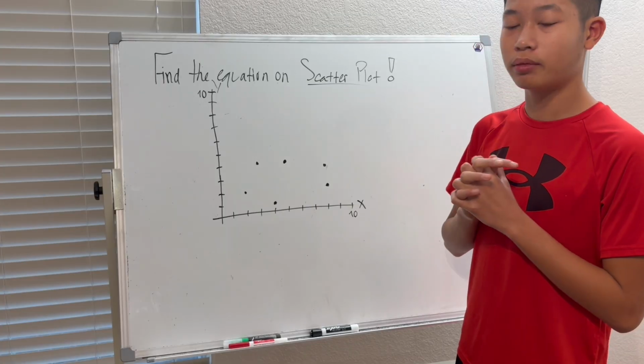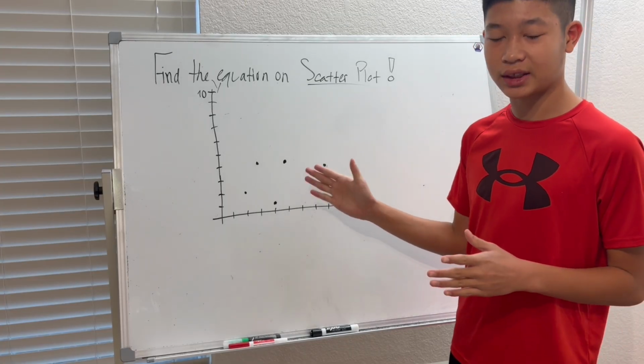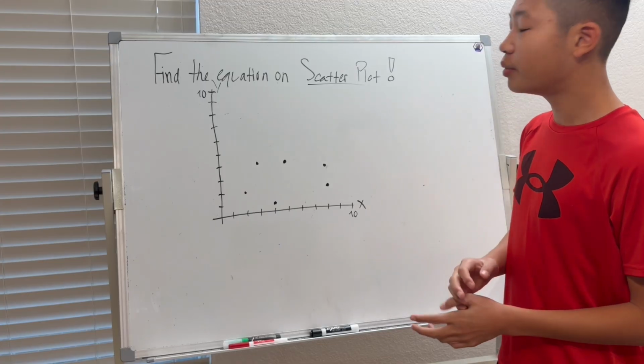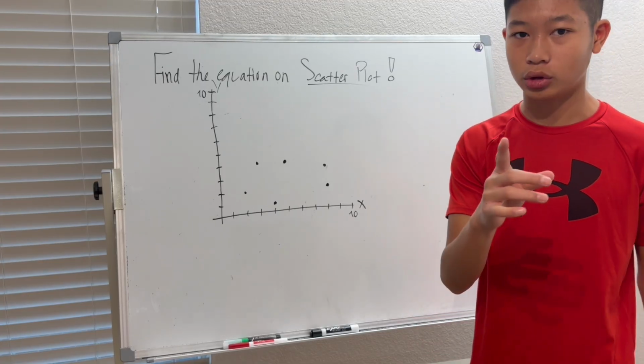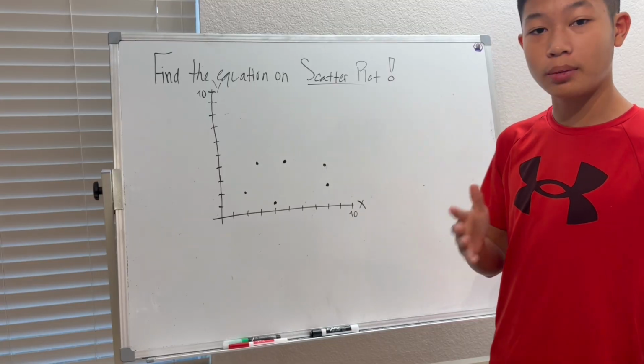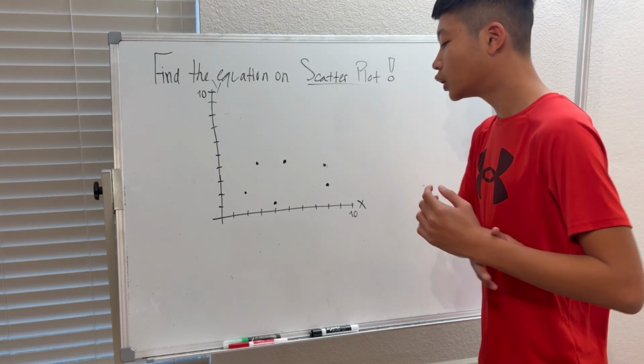Now, when we find the equation of a scatter plot, it's not going to form a straight line, as you can see, because it's a scatter plot. So your equation is not going to be that accurate, but it's going to be close. It's never going to be exact, but it's going to be close though. So what's the first step?